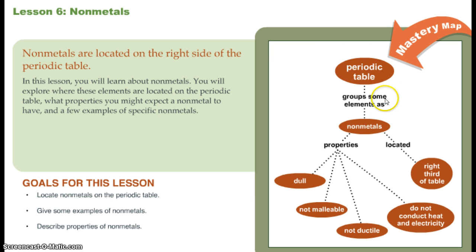So the periodic table groups some elements as nonmetals. Remember, there are also metals, which we talked about, and there's metalloids, which we will talk about. Properties: dull, not malleable. In other words, you can't hammer them into shapes. Not ductile. In other words, you can't make them into wires. Do not conduct heat and electricity. Where they're located is the right third of the table, so kind of up in this corner, except for hydrogen, which is up in the top left.